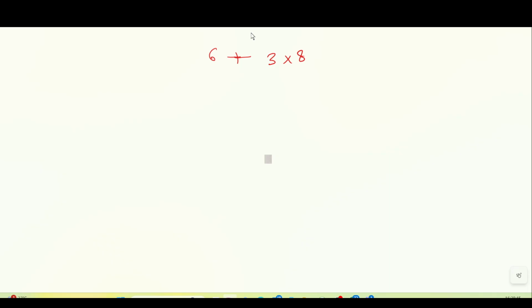Exactly. The answer is 30. So first we do multiplication according to BODMAS, because multiplication comes before addition. So we do multiplication first and then addition. So this, which is 24 plus 6, is 30. Very good. So, another type of question.